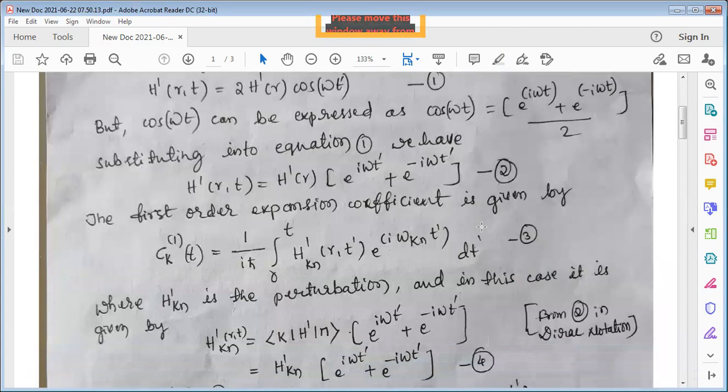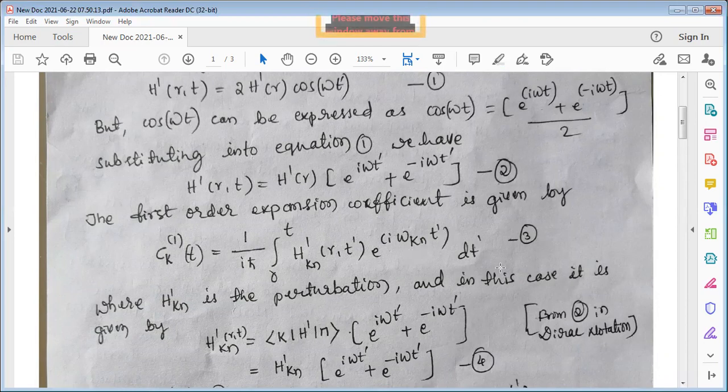The first order expansion coefficient is given by c_k^(1) of t. This is the first order expansion coefficient which was derived in the last session for the time-dependent perturbation theory. It is equal to 1 divided by i h cross, integral from 0 to t of H dash kn of r comma t dash into e raised to i omega kn t dash dt dash. This is the expansion term derived for the time-dependent perturbation theory.